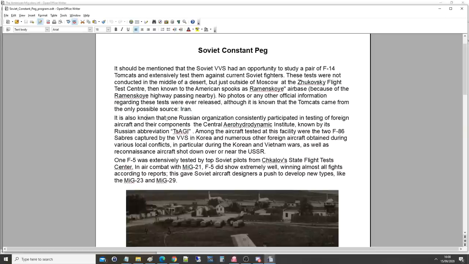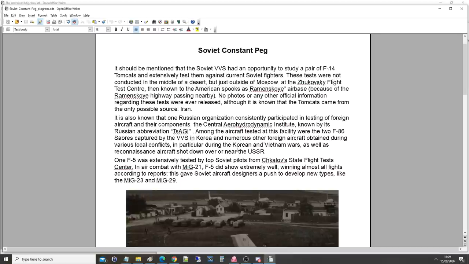It is also known that one Russian organization consistently participated in the testing of foreign aircraft and their components. The Central Aero-Hydrodynamic Institute, known by its Russian abbreviation TSAGI. Among the aircraft tested in this facility were two F-86 Sabres captured by the VVS in Korea and numerous other foreign aircraft obtained during various local conflicts.